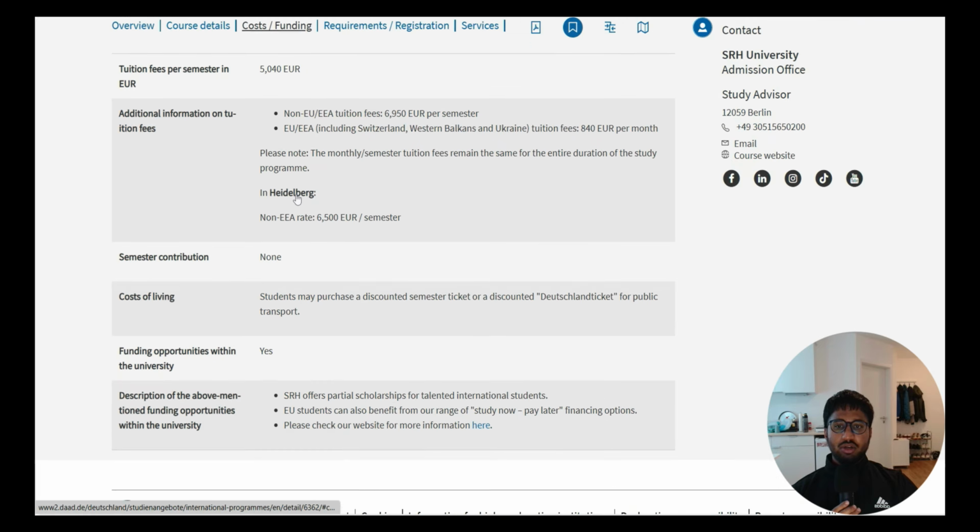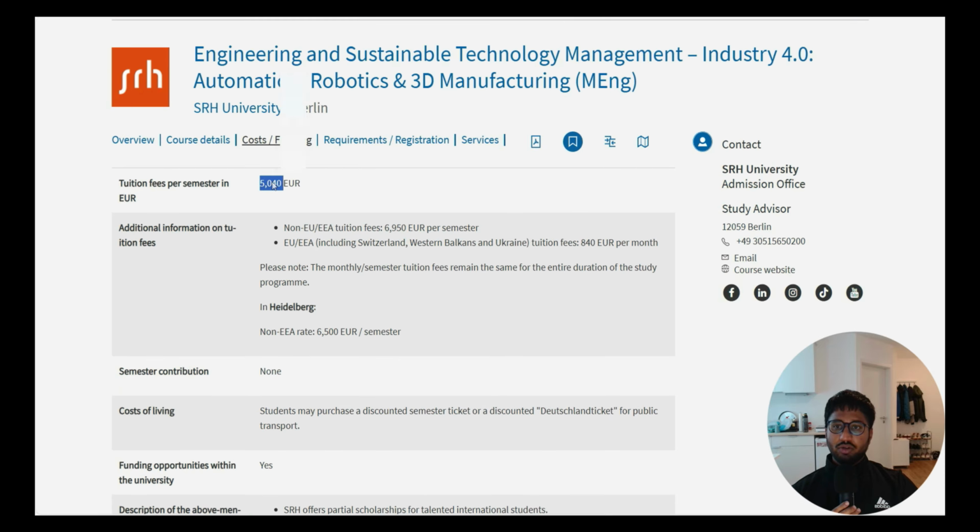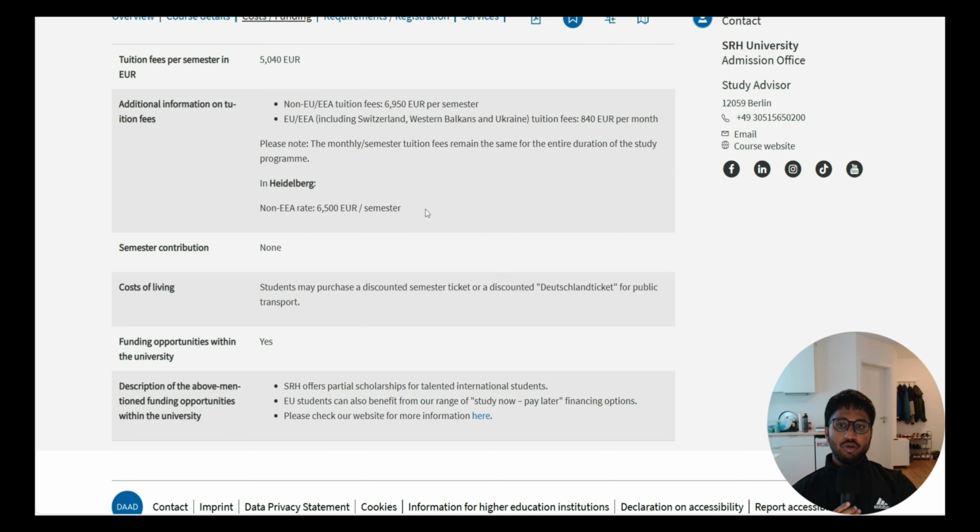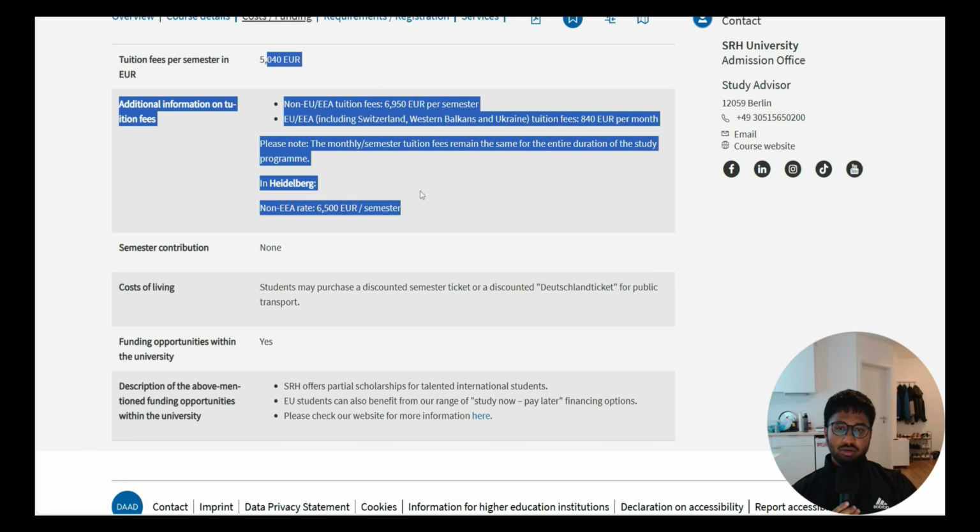Cost and funding, as we discussed already, the tuition fee is 5,040, non-EU student is 6,950, so it varies, 6,500. I also don't know the exact number, but usually it will be between 5,000 and 6,500. It can lie anywhere. That is your tuition fee, and there is no semester contribution because everything is included in this 6,500 euros.